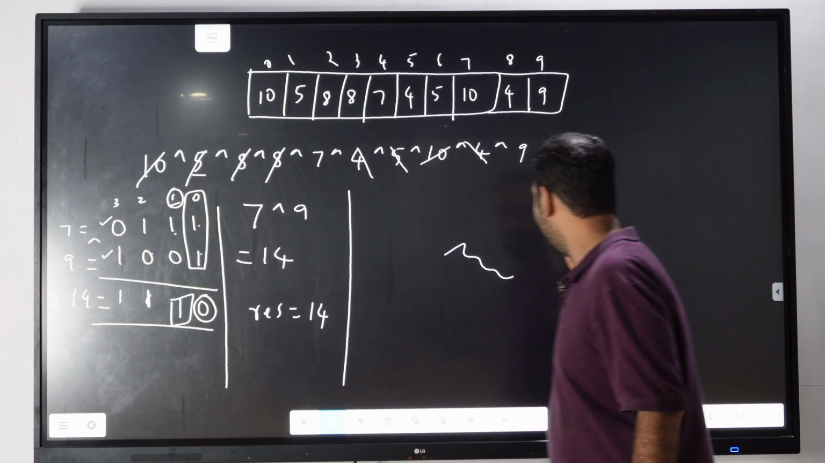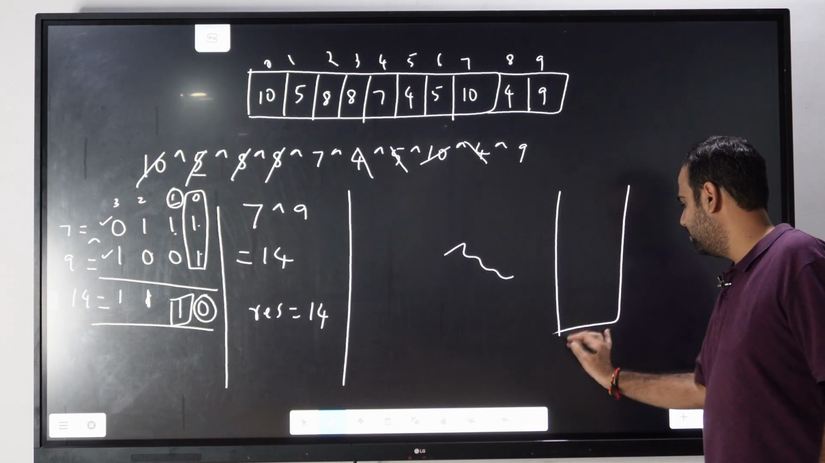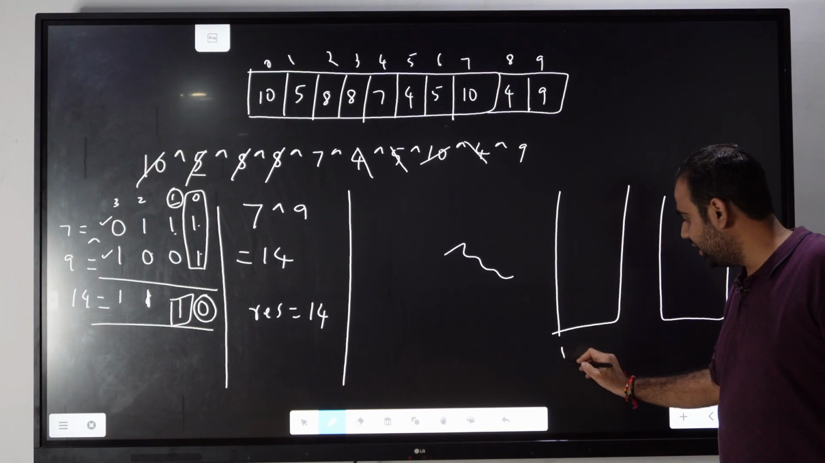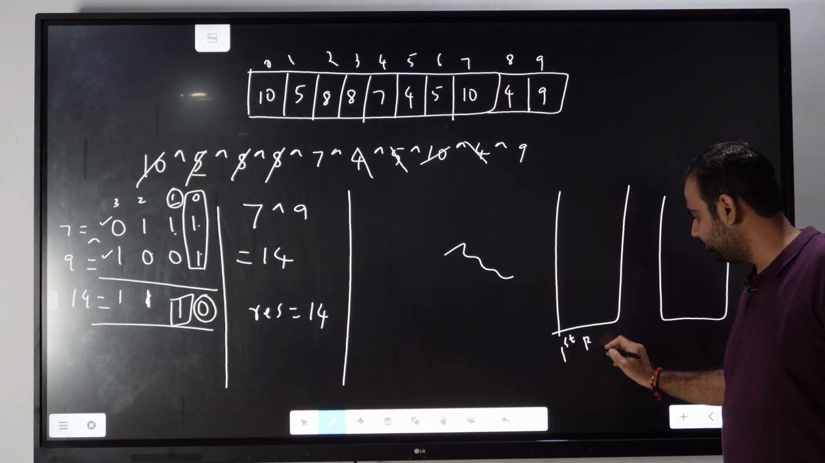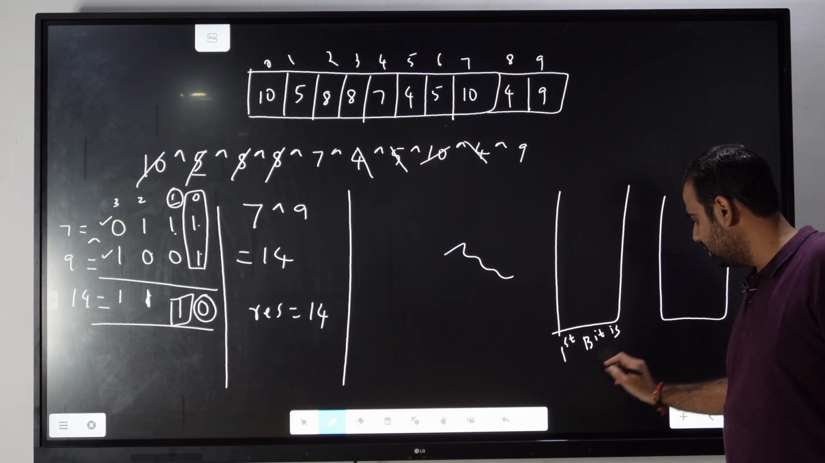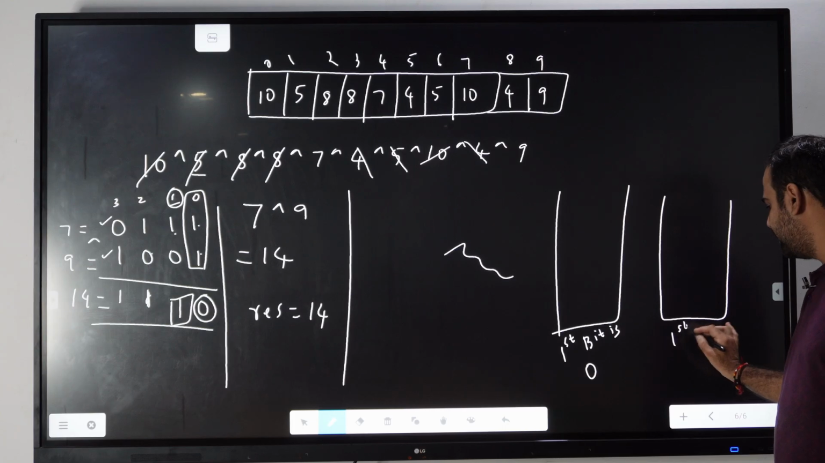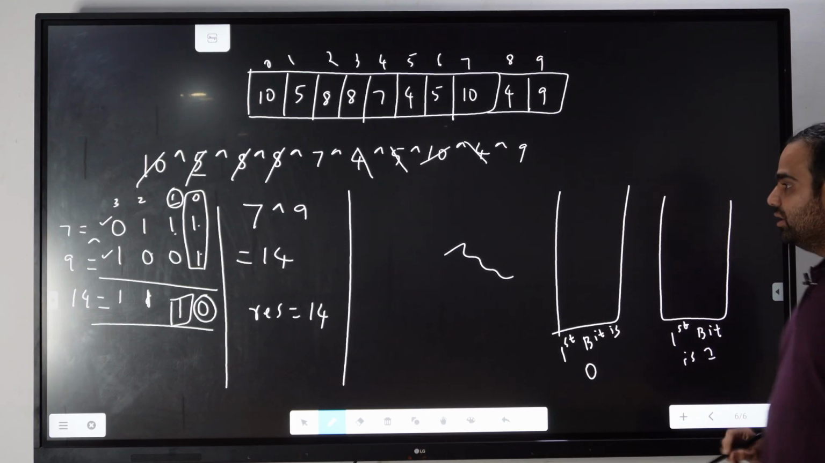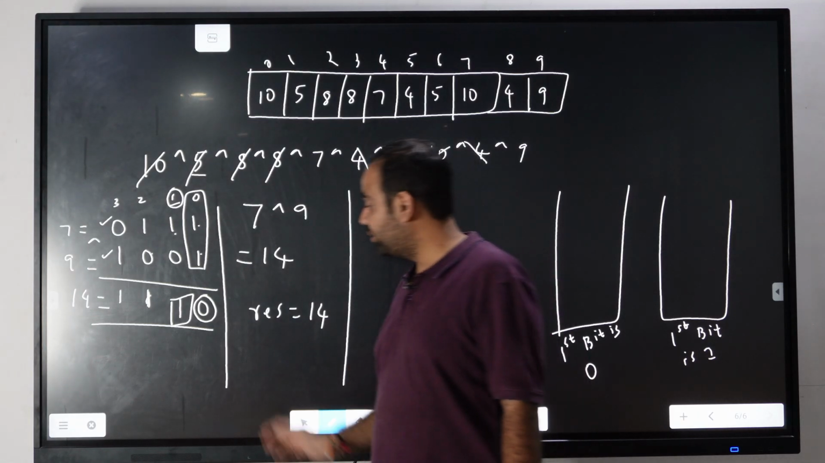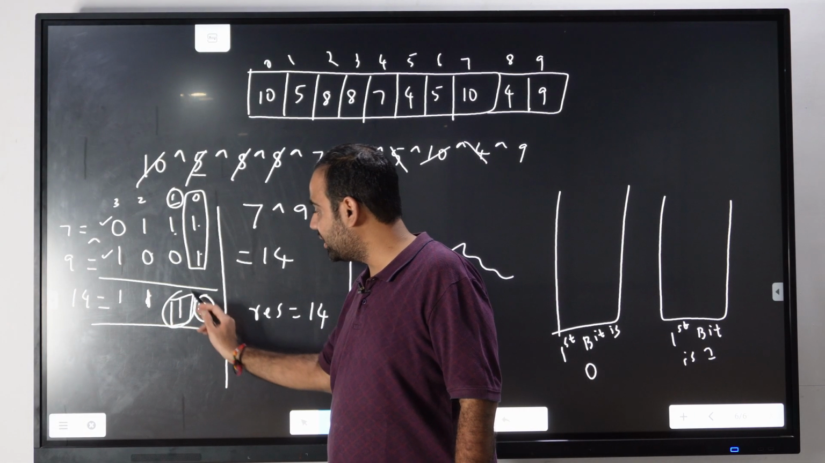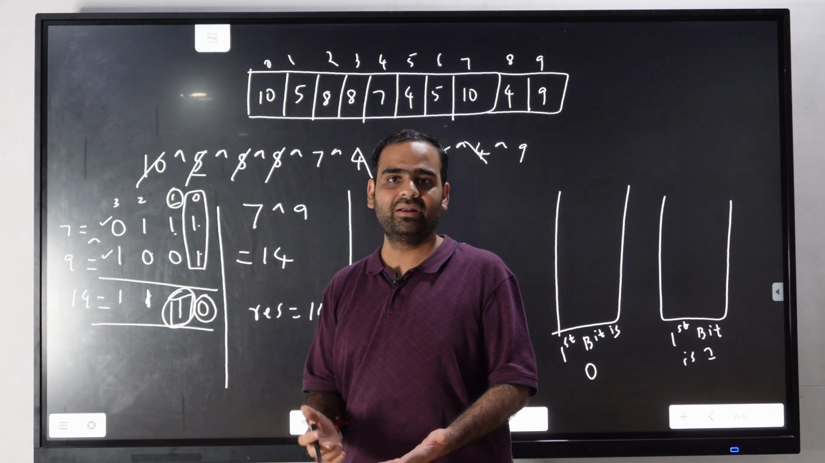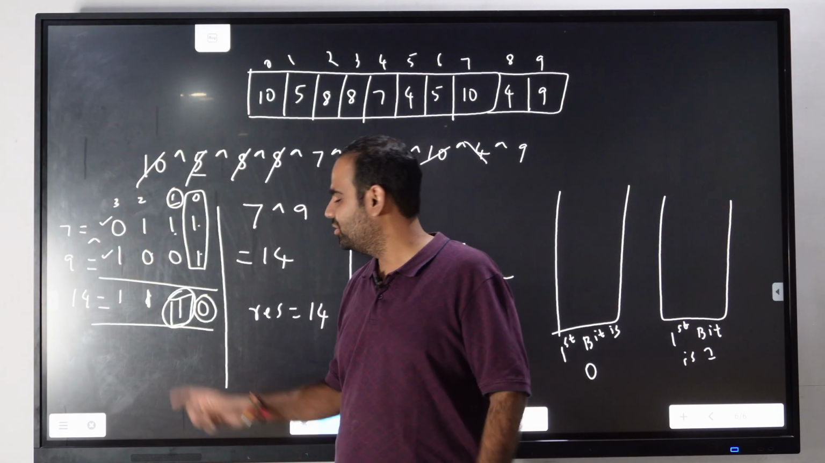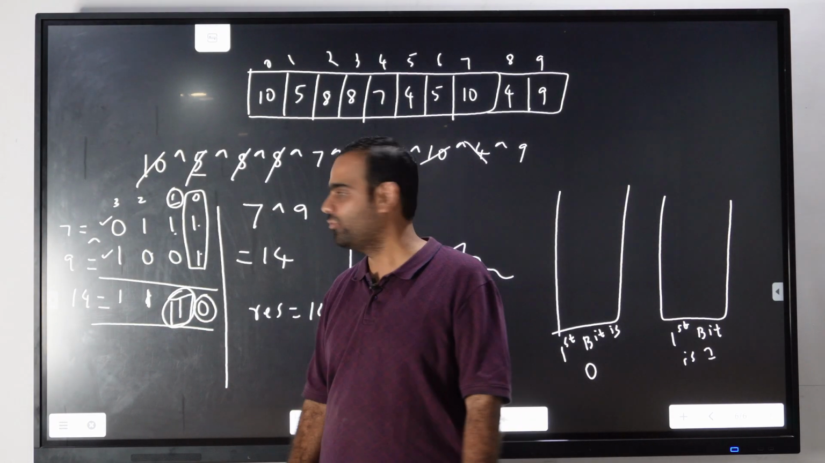Hence, we will make here two buckets. Now, what are those two buckets? Where the first bit is 0 and where the first bit is 1. Now, what is this first bit? This is the rightmost set bit of a number. Now, how to get the rightmost set bit of a number? You can watch our complete playlist to know how to get the rightmost set bit of a number.